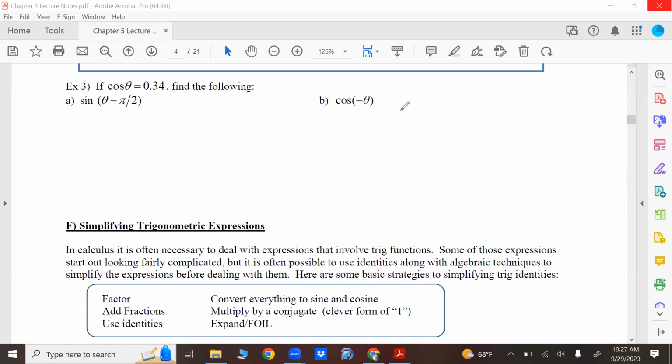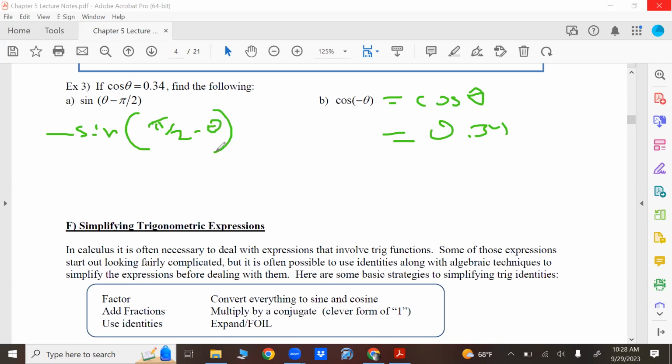That's if cosine theta equals 0.34, that just equals cosine theta, which equals 0.34. Here, it's a complement, right? However, we got to write it like this first. Because what do we assume theta is here? How we're solving this, if you were cosine 0.34, theta would be in what quadrant? 1, which means it's acute, which means less than 90. So I do the acute angle minus pi over 2. The acute angle minus pi over 2 is negative, right? So that's why I reversed it.